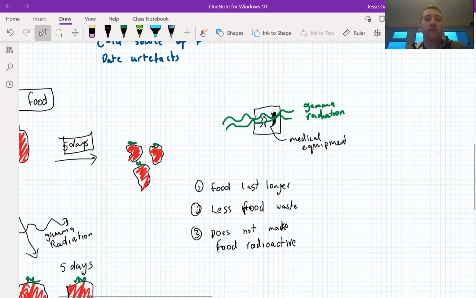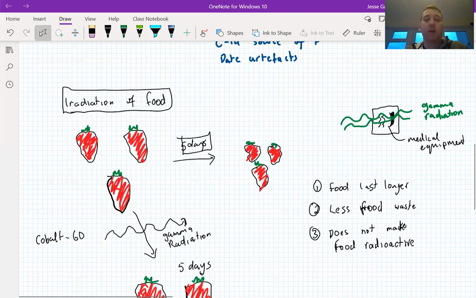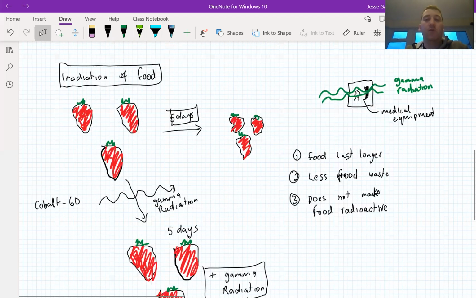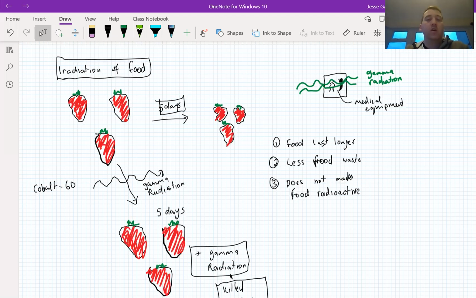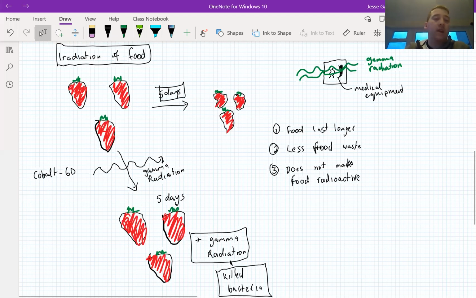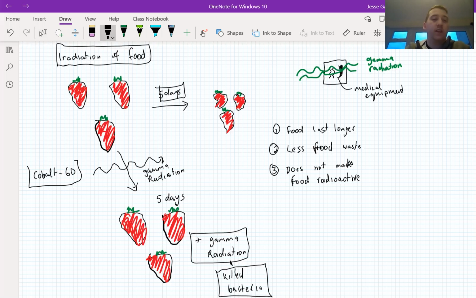So these are two ways in which irradiation can be used: irradiation of food and irradiation of medical equipment using gamma radiation. Okay, and a source of gamma radiation is Cobalt-60. So you must know your sources and you must know your uses.